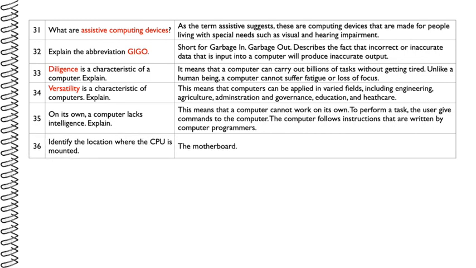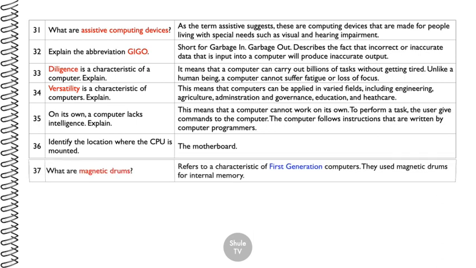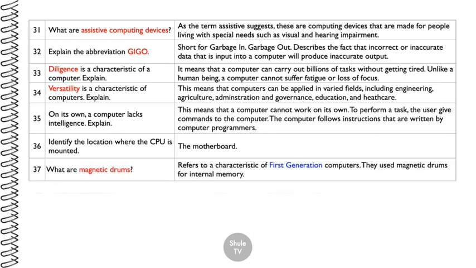State the location where the CPU is mounted. The motherboard. What are magnetic drums? Magnetic drums refer to a characteristic of first-generation computers. They used magnetic drums for internal memory.